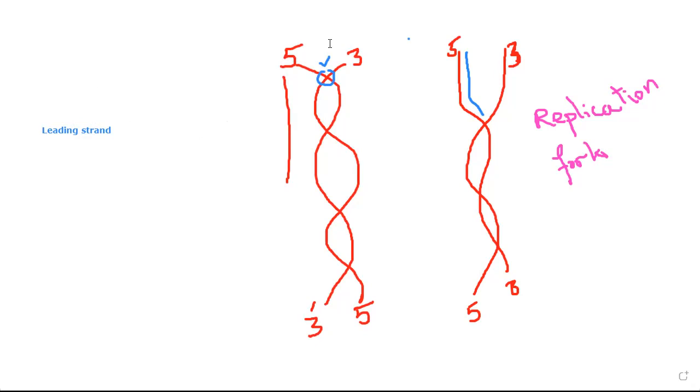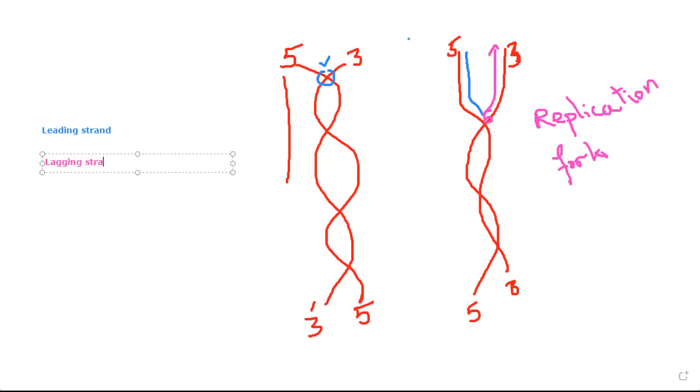Now the other strand, which is the other way around, cannot start from here, isn't it? So it will start from here, wherever the 5 end will be, and it will move away from the replication fork. This is the most important thing. So that strand will be called what? The lagging strand. Lagging. Shabash.